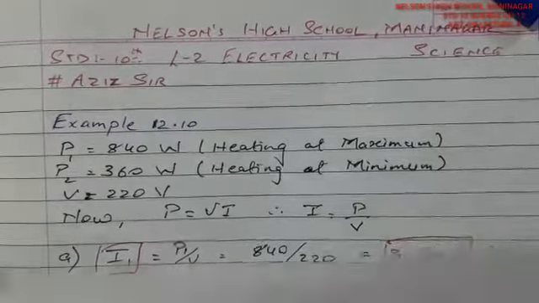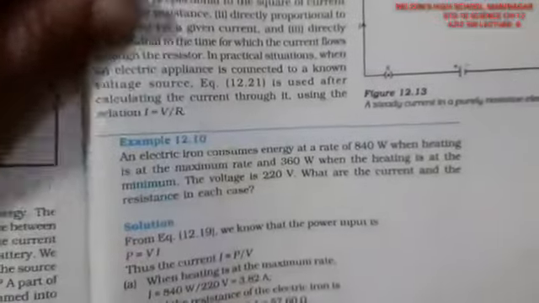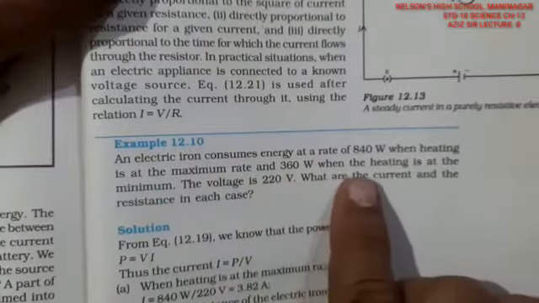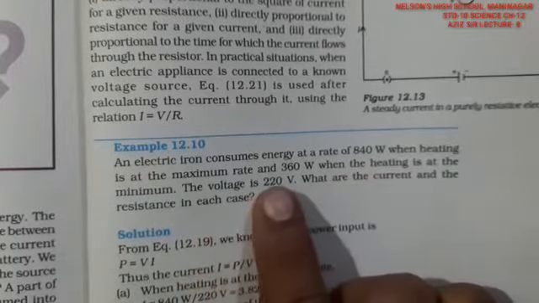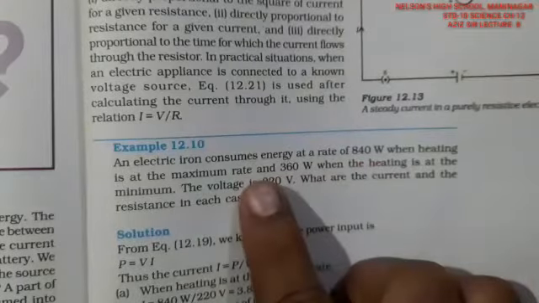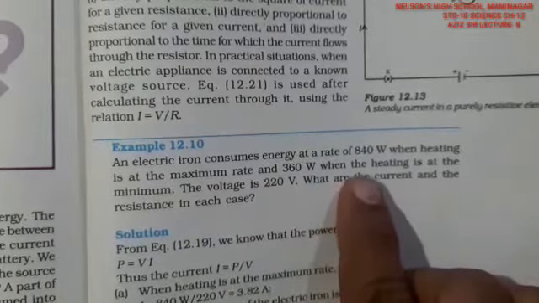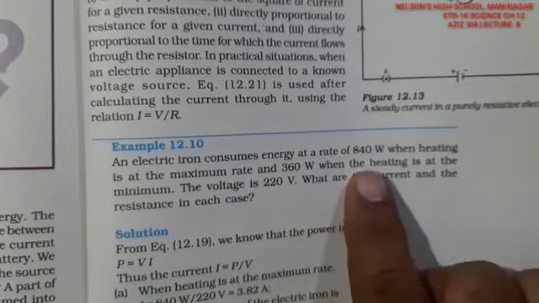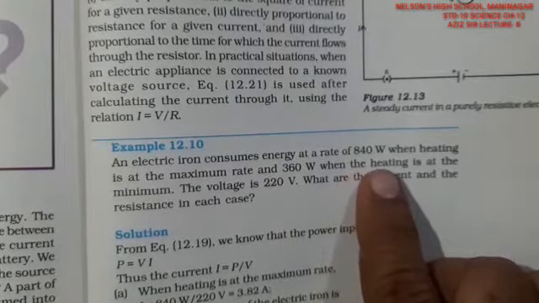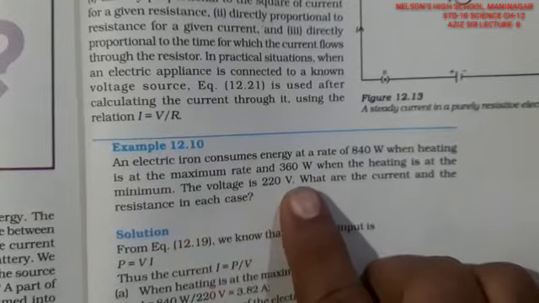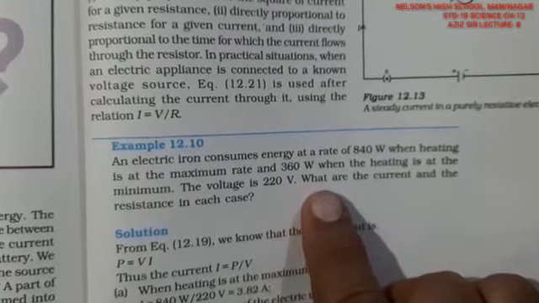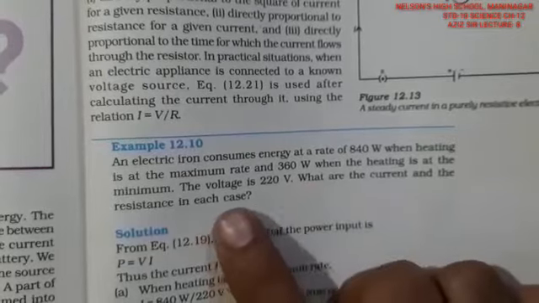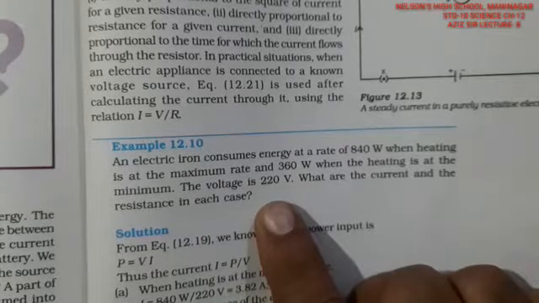This sum number 12.10 suggests that an electrical iron consumes energy at the rate of 840 watts when heating is at the maximum rate. So at maximum rate, that means the iron is on full. If you make the iron work on its full potential, then it is going to show the power consumption of 840. And if you minimize it, like if you want to iron soft clothes, then it works on 360 watts, the same iron. The voltage is obviously 220 because the source is the same. So what is the current in each case that we are supposed to find?